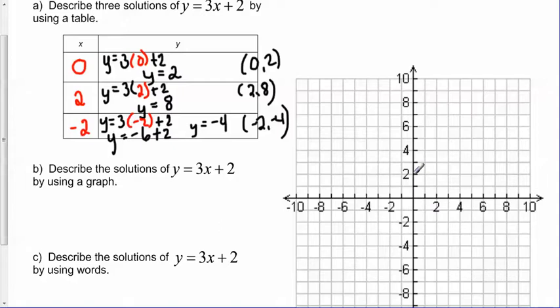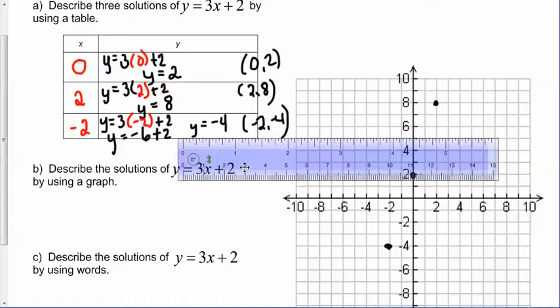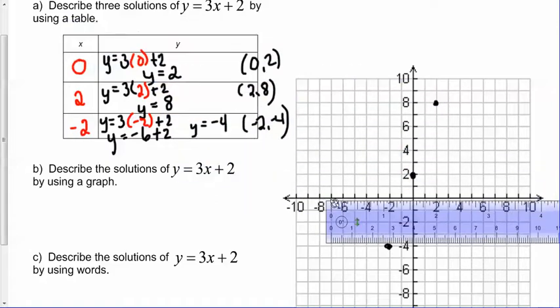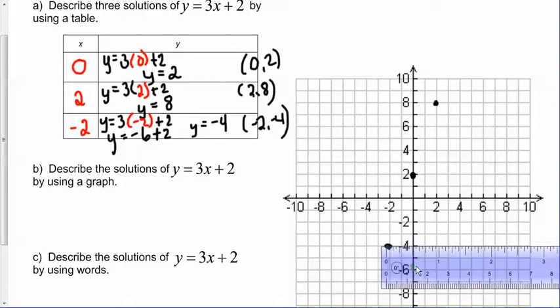We have 0, 2. We have 2, 8. So that's going to come up here. And we have -2, -4. So that's going to be down there. Now that I've got the points plotted, I want to grab my straight edge. So I'm going to get the straight edge, and I'm going to bring it down here, and I'm going to line it up with my first point down here.